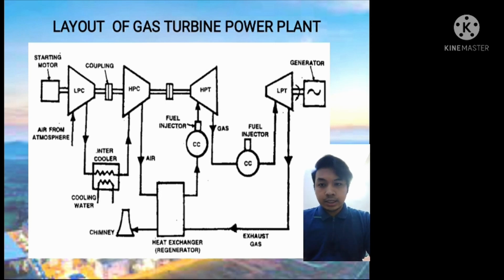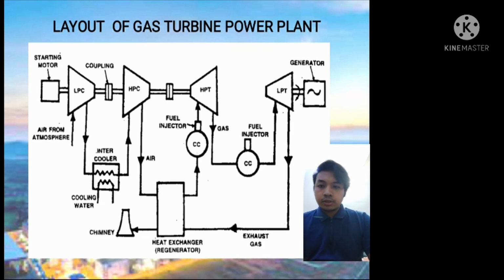Okay, for the first is starting motor. Gas turbine is not self starting. They require a starting motor to first bring the turbine to the minimum speed called coming in speed, and then low pressure compressor, which is LPC. The purpose of the compressor is to compress the air. Air from the atmosphere is thrown into LPC and is compressed.